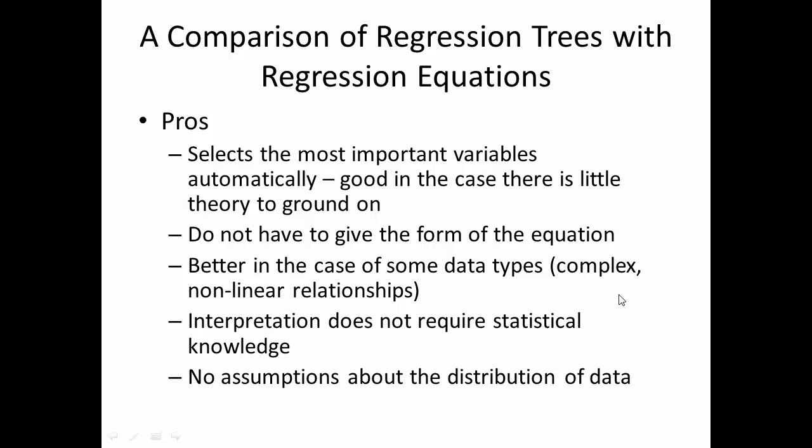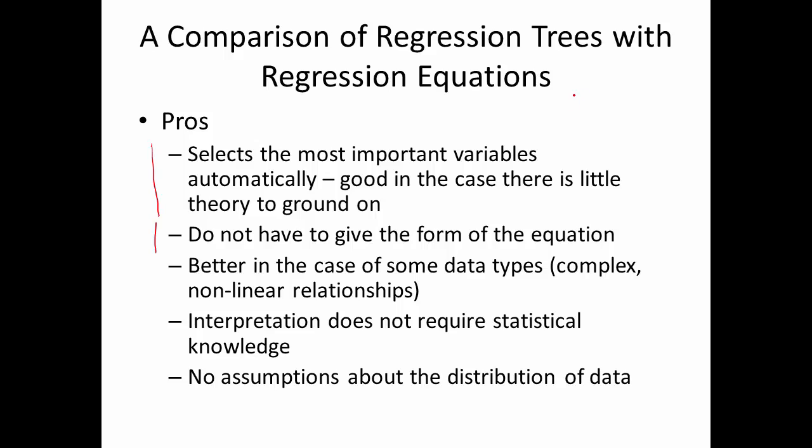Now, as we draw close to the end of the regression part, I would like to put forth some comparisons of regression trees with linear equations. So first of all, the pros of regression trees. The pros are that it automatically selects the most important variables. So if you don't have much theory to go on about what's influencing your house prices, then you can use this method well. You don't have to give the form of the equation. So what does that mean?